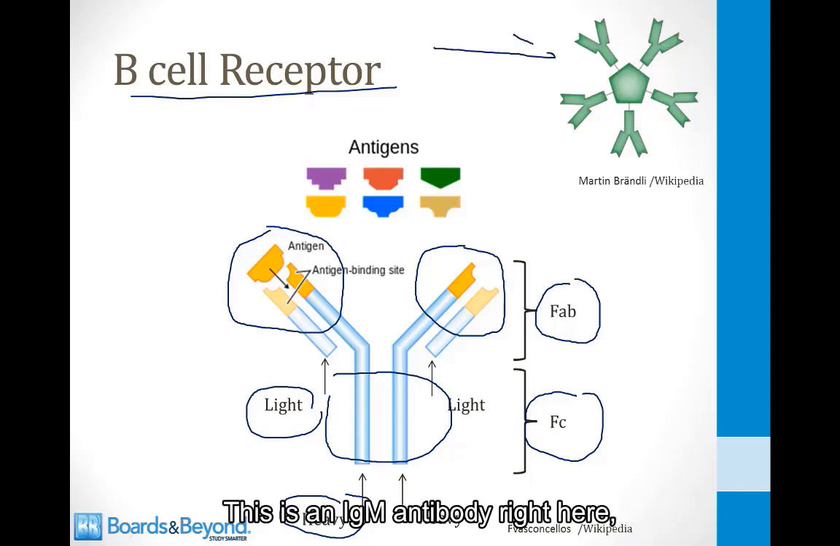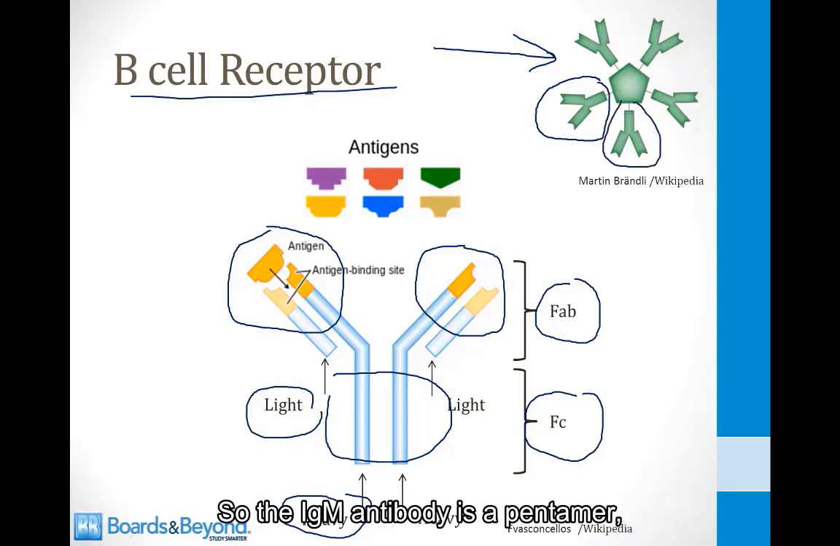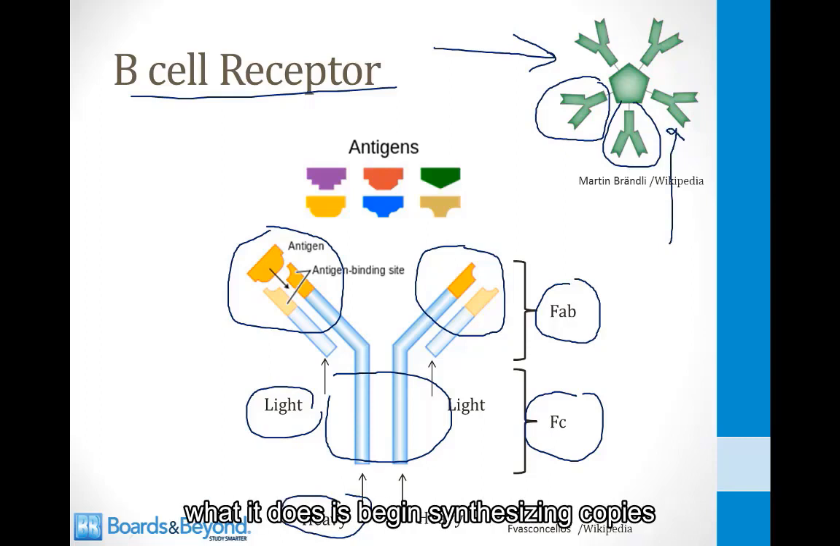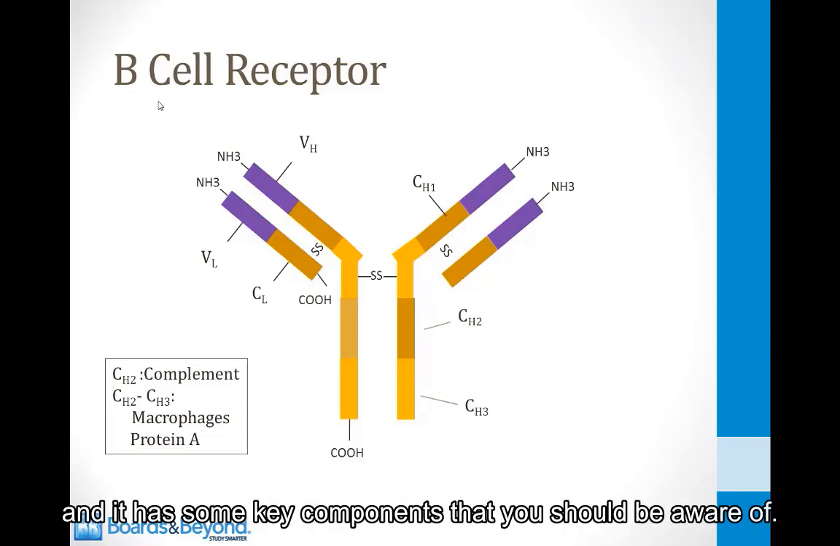This is an IgM antibody right here, and it's got 5 of these B cell receptors linked together. So the IgM antibody is a pentamer, but if you take a monomer, which is just one of these structures, that's the B cell receptor. When the B cell gets activated, it begins synthesizing copies of its receptor in the form of IgM antibodies. Here's a more detailed picture of the B cell receptor, and it has some key components that you should be aware of.